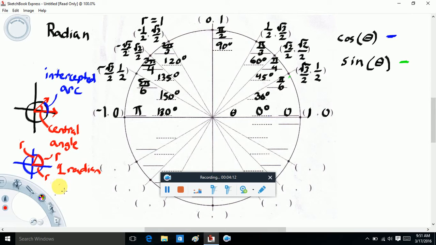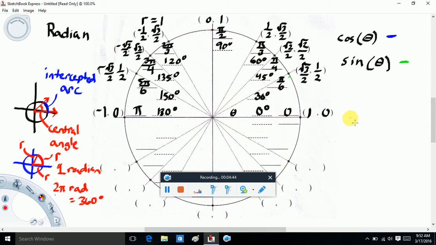So since there are 2 pi radians in a circle with 360 degrees, we know that 2 pi radians equals 360 degrees, and we get the proportion that I had up before. So that's the definition of radian measure. If you want to convert from radians to degrees, there's a simple formula you can use.